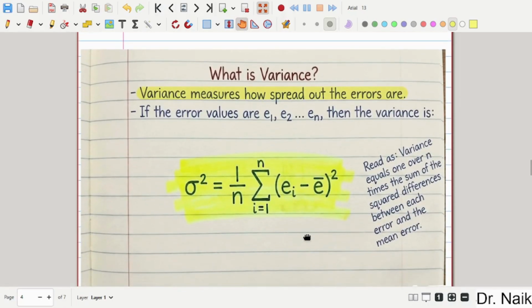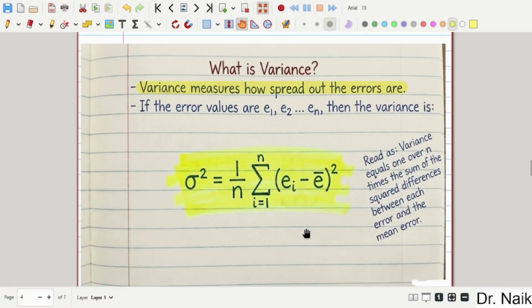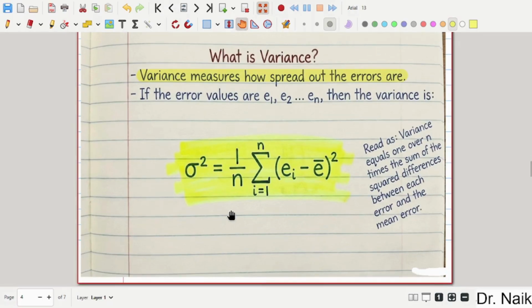What is the variance? Variance measures how spread out the errors are. If the error values are E1, E2 up to En, then the variance is calculated by the formula sigma square is equal to 1 over n times the sum of the squared difference between each error and the mean error. This E bar is the mean of the error and n is the total number of errors.